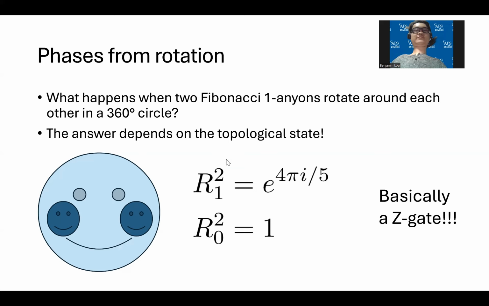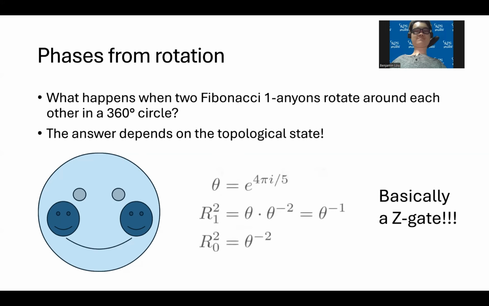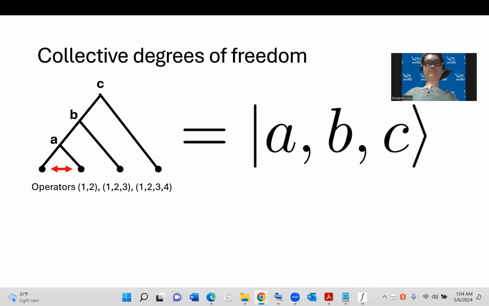But since the phase depends on the topological state, we can do computation with it. And if you want to be a real stickler, I'll just note briefly that when we rotated the big particle, we actually also rotated the small particles, so we might want to compensate for that, but that'll just slap an extra global phase on the system. Now let's return to the more general context.